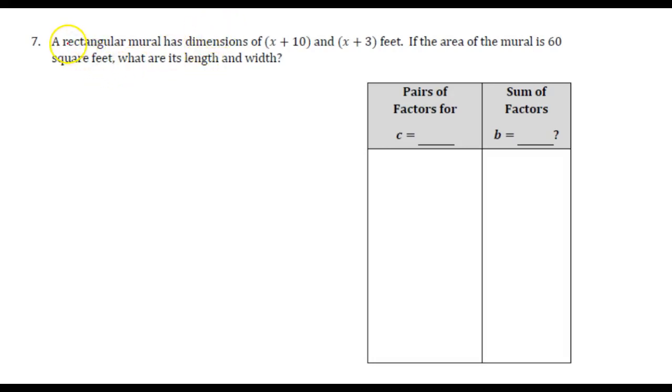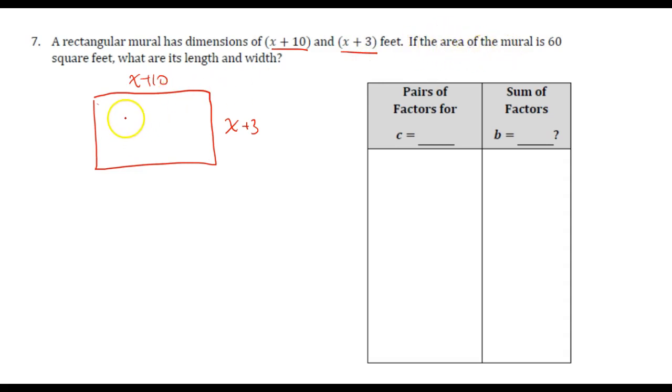Alright, welcome back for part 3, the final installment of lesson 21.1. We're going to be going over another word problem. It says a rectangular mural, so another rectangle. It has the dimensions of x plus 10 and x plus 3. If the mural has an area of 60, what is the length and width?